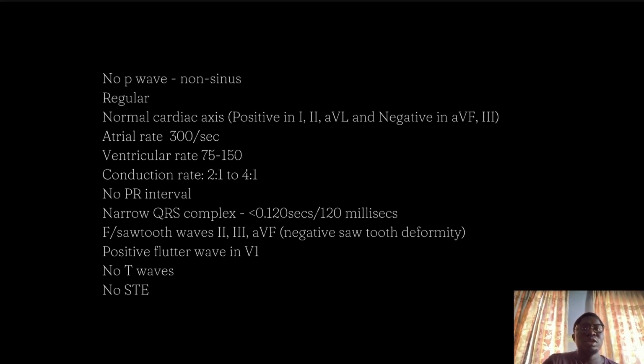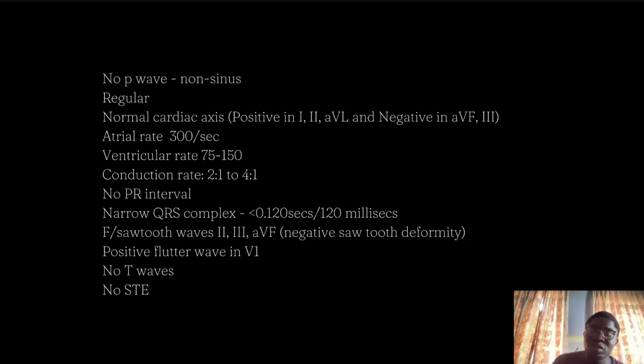So we can see a summary of the findings. No P wave, non-sinus, regular, normal cardiac axis, positive in 1, 2, and AVL, but negative in AVF and lead 3. Atrial depolarization rate of 300 per minute, ventricular depolarization rate ranging from 75 to 150, right?